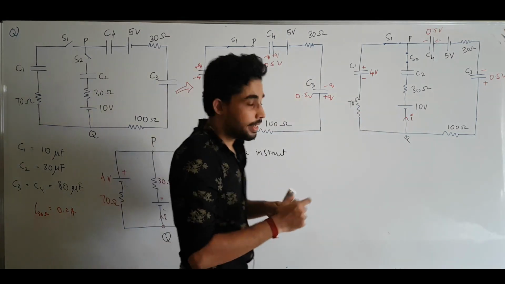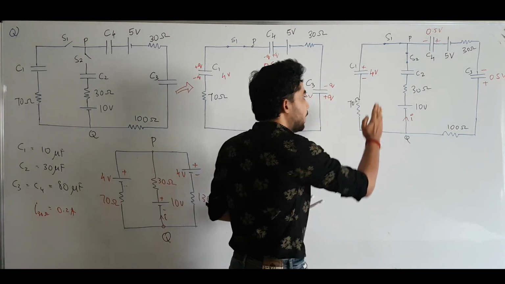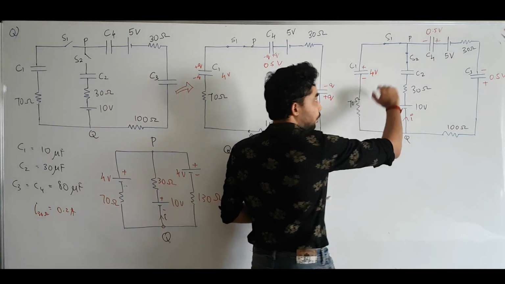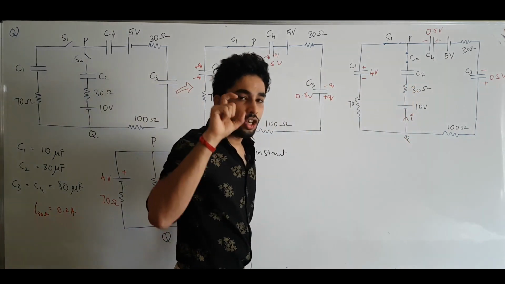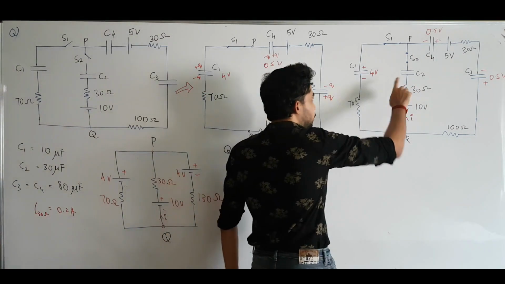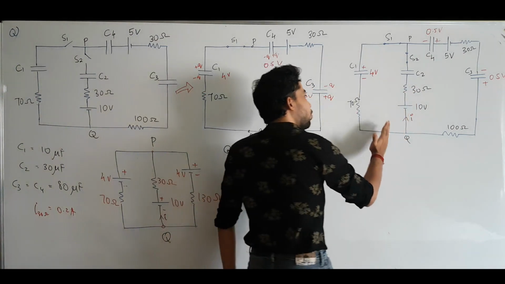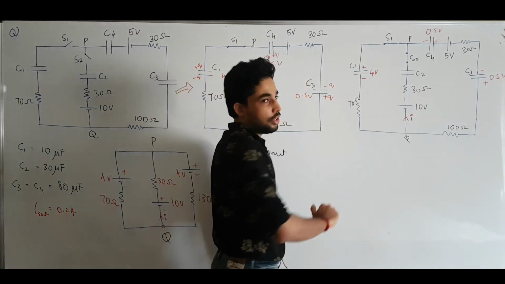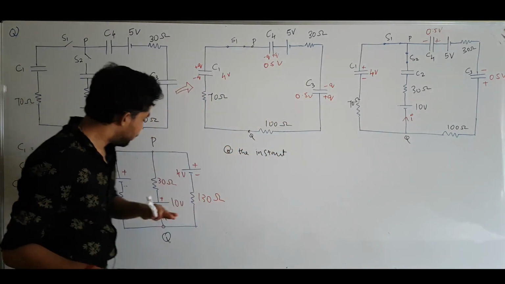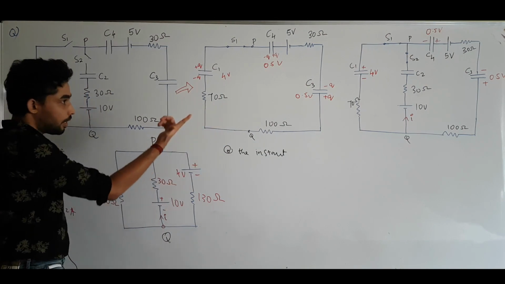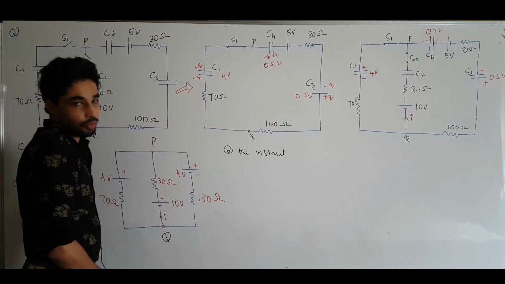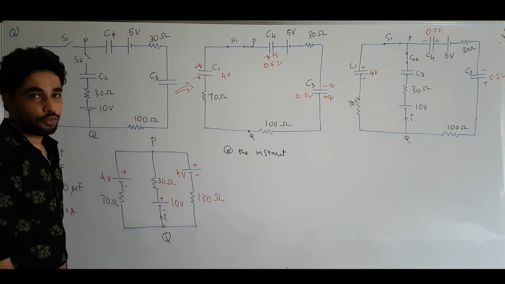So at the instant when you close the switch, we know that there is going to be a huge current flow in this circuit because the capacitor is going to act as a short circuit. Why? Because initially there won't be any buildup of potential, so the whole current will be flowing through this, so it is basically short circuited. So I'm not considering that capacitor C2 here, and then we have the 30 ohm resistor and then a 10 volt, and this value of I I need to figure out.